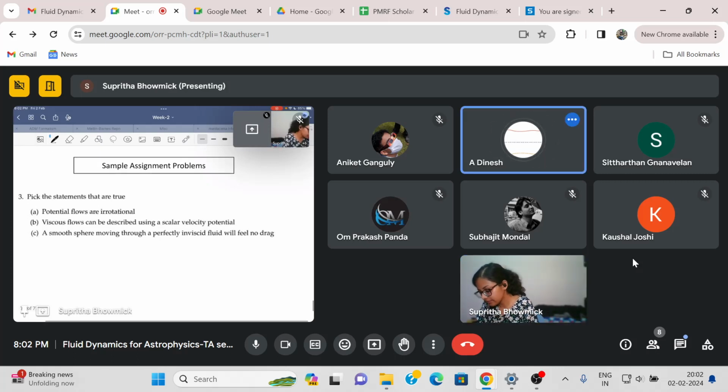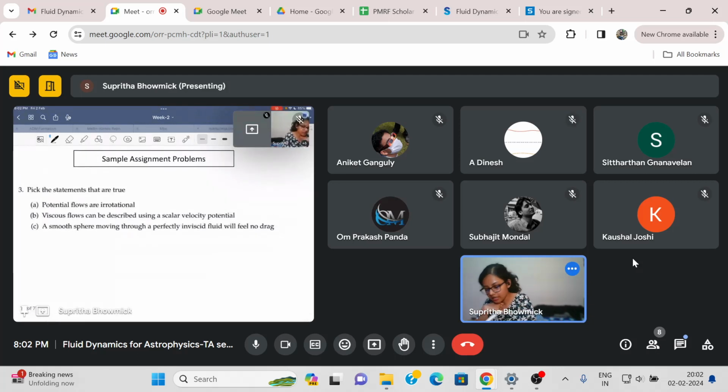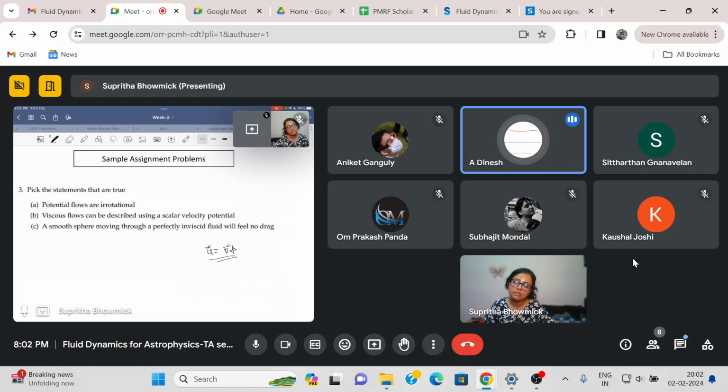Choose the correct statements. Potential flows are irrotational. Let me remind you what potential flows are. I just mentioned it. Potential flows are when you can write the velocity vector as the gradient of some scalar function, some scalar potential. Now, potential flows are irrotational. Is it true? If you take the curl of this, it should be equal to zero. That's right.